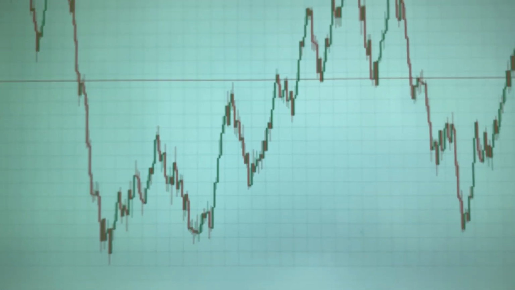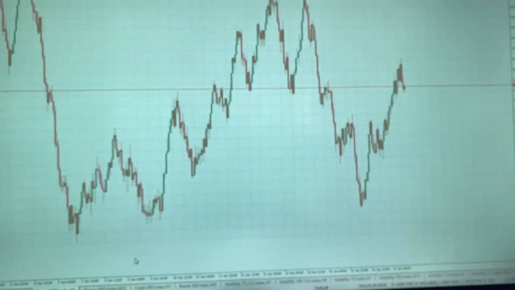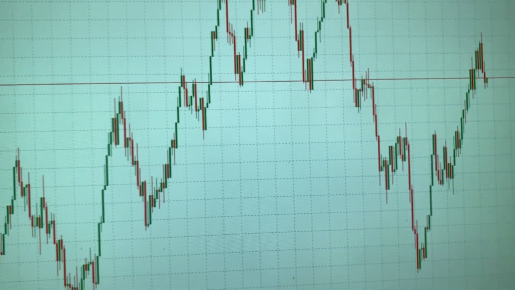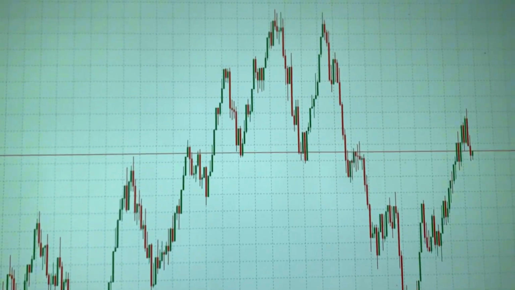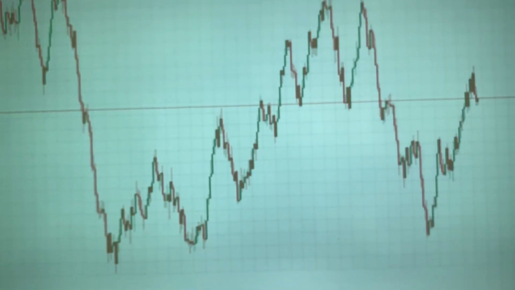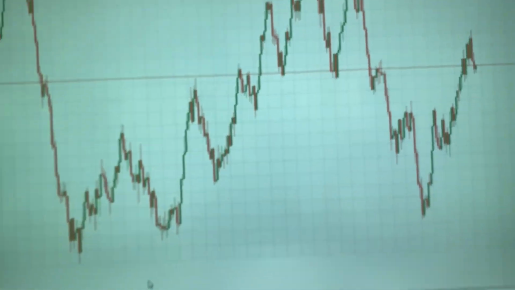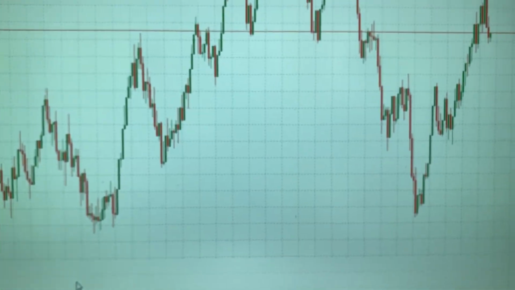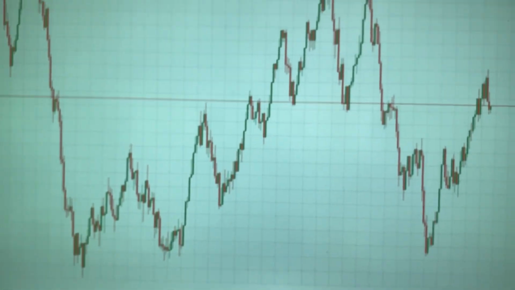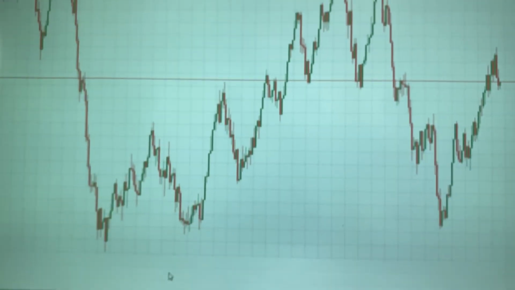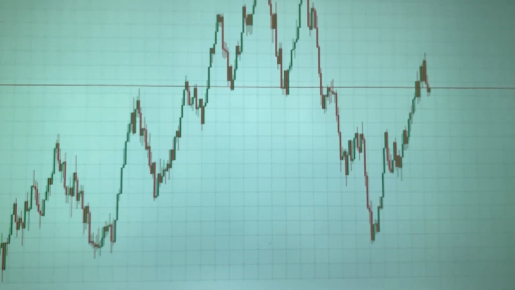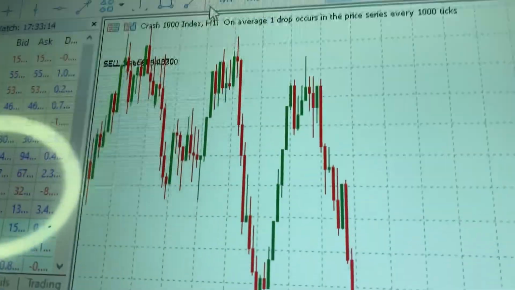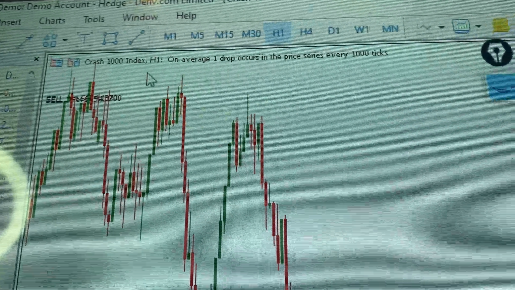So let's go to Crash right here on our charts and see the reason why we actually bought it today. So this is Crash. Hope you can see it clearly. This is our Crash 1000, and I'm going to show you guys how we took the trade. It was almost the same trade with Boom, the same concept, and this is what we did the first time. We're in our 1 hour time frame on Crash 1000.